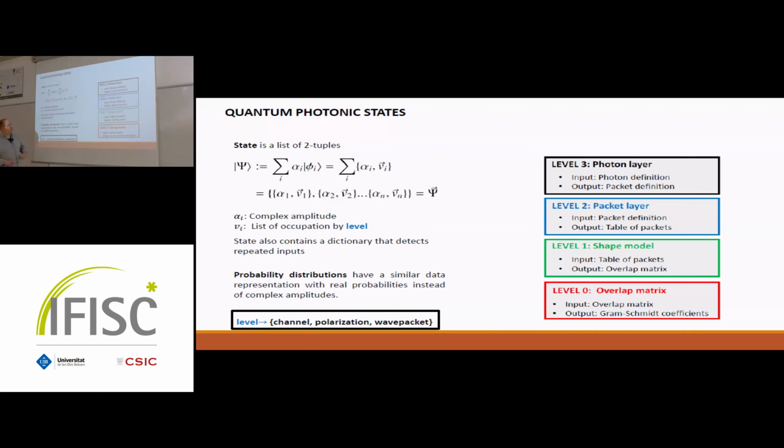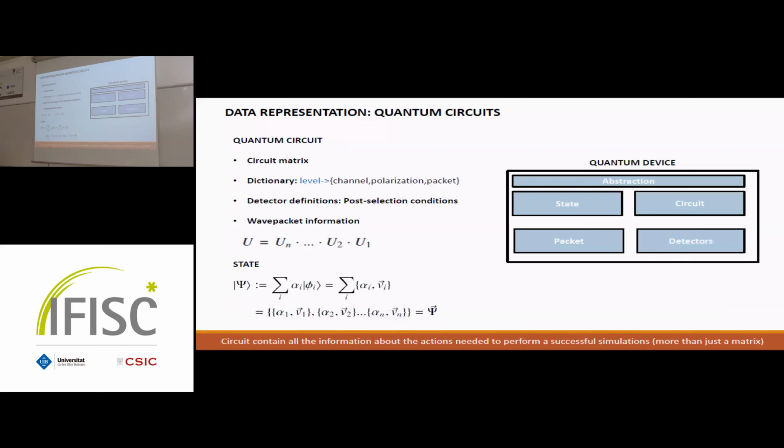Packets in SOQCS can be configured so that a simulation uses all Gaussian packets or all exponential packets. With that shape, the shape model can calculate an overlapping matrix, and finally that overlapping matrix is used to calculate the Gram-Schmidt coefficients, and the resulting matrix is multiplied by the circuit matrix to obtain the partially distinguishable photons. That means the quantum circuit is more than a matrix built by multiplying the matrices of each of the individual optical elements.